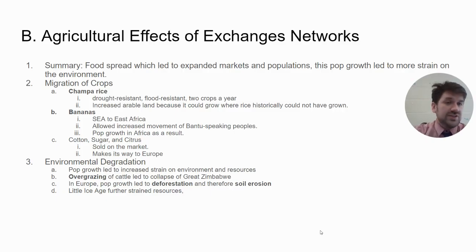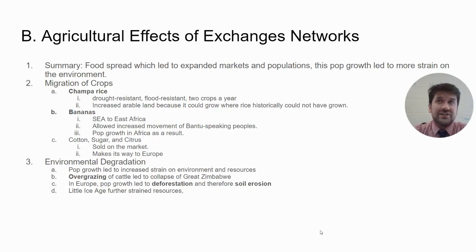Cotton, sugar, and citrus, these are all luxury goods. These are goods that are not necessarily necessary to diets, and especially cotton, you're not eating cotton. These become really important for producing other goods, like textiles from cotton. Sugar is a refined good. You usually don't sell sugarcane on its own. You have to put it through a pretty laborious process.